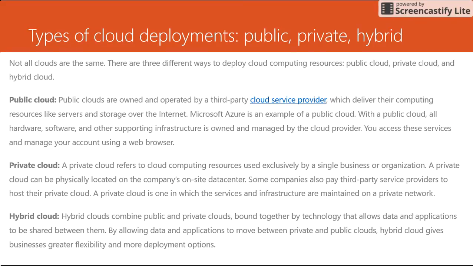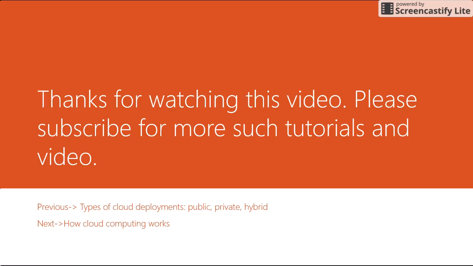Private cloud is where maybe it is provided by a third company, or maybe you have created your own cloud. A private cloud refers to cloud computing resources used exclusively by a single business or organization. A private cloud can be physically located in the company's on-site data center. Some companies also pay a third-party service provider to host their private cloud. Hybrid cloud is a mix of the public cloud and the private cloud.